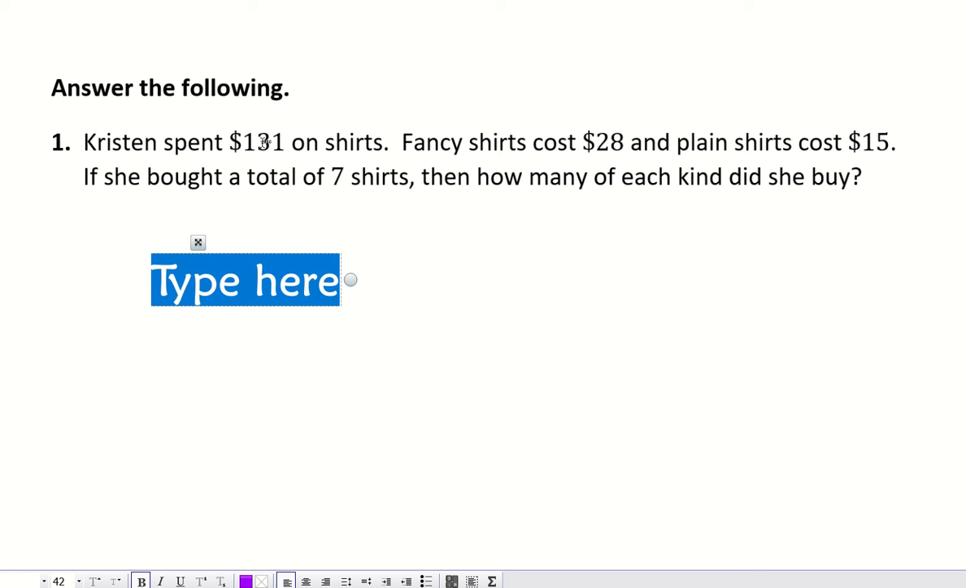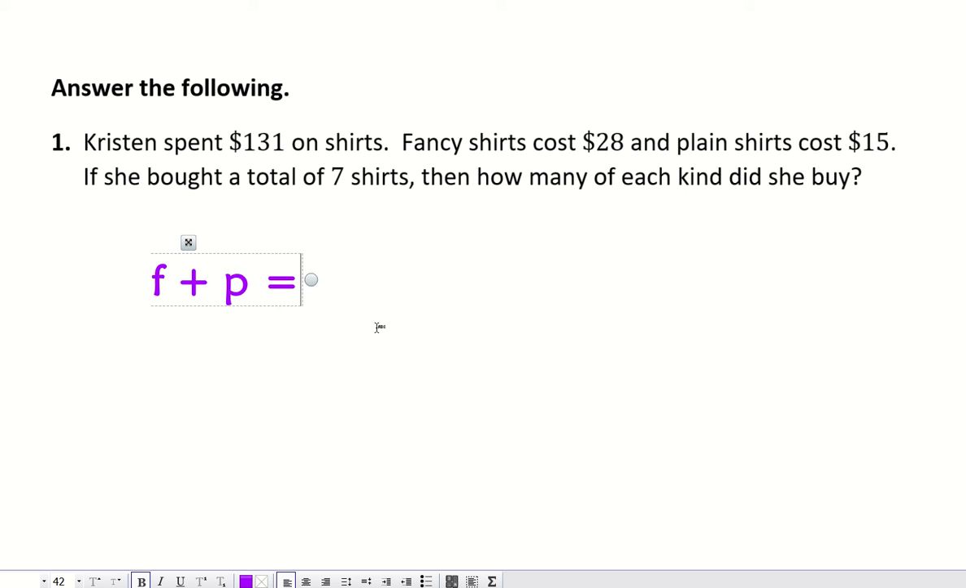And then you have to make sure that was $131 total, like 4 of these and 3 of those, or 5 of these and 2 of those, or 3 of those and 4 of those, I don't know. I mean, that's what guessing and checking is. But anyway, the equations, in case you're more comfortable working with the equations: what if you said that the mystery number of fancy shirts was F, and the mystery number of plain shirts was P.